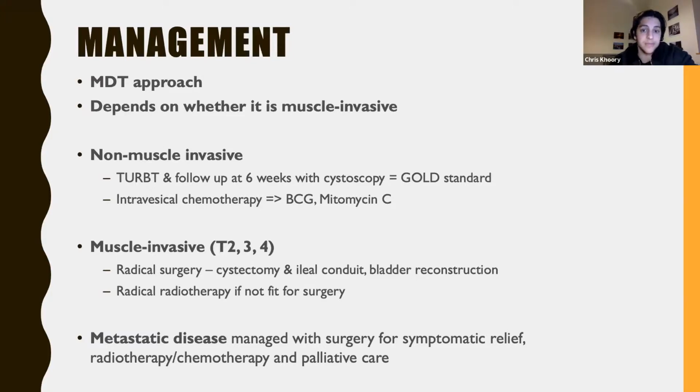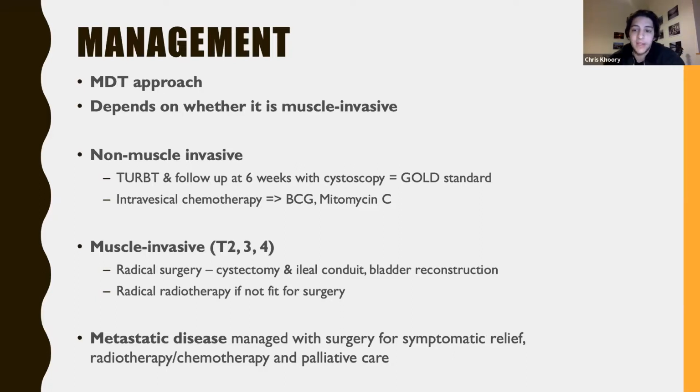Then your muscle invasive ones, the standard treatment is surgical. So a cystectomy, which is removal of the bladder and formation of the ileal conduit, which there's a picture of in a couple of slides, and I'll explain it. Or radiotherapy if they're not fit for surgery. And then metastatic disease is managed with symptomatic relief and palliative care.